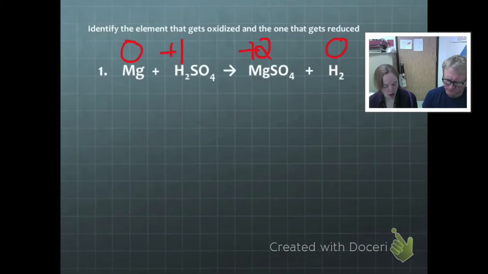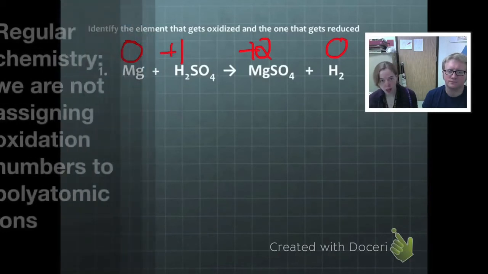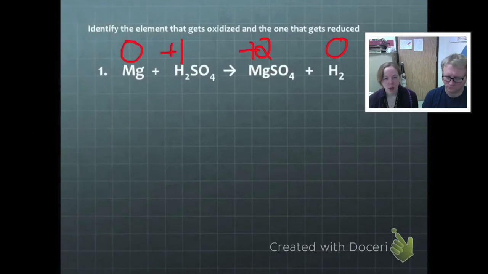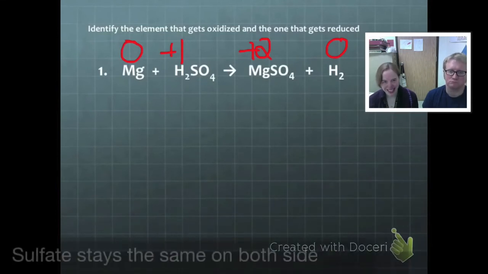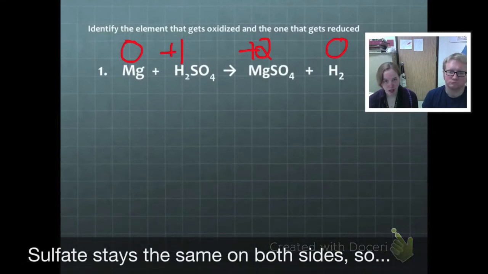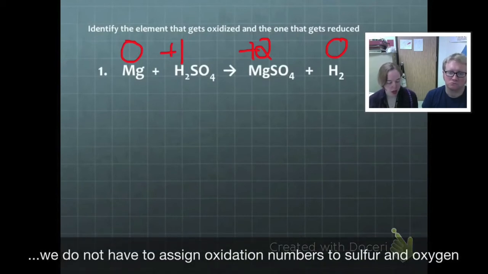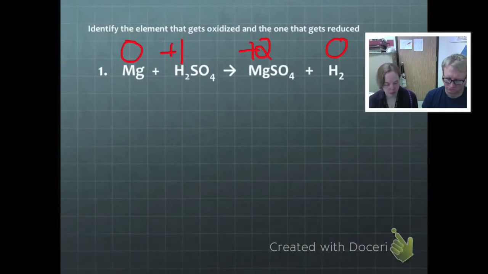And now we've got SO4. So for regular, we are not dealing with polyatomic ions. For pre-AP, we will deal with it, but an easy hint for both groups: if you've got any polyatomic ion that stays exactly the same on both sides, nothing in that polyatomic ion has been oxidized or reduced, because if it had, it has to change. So for right now, we're going to ignore our polyatomic ion because it's exactly the same on both sides, so nothing interesting has happened there.